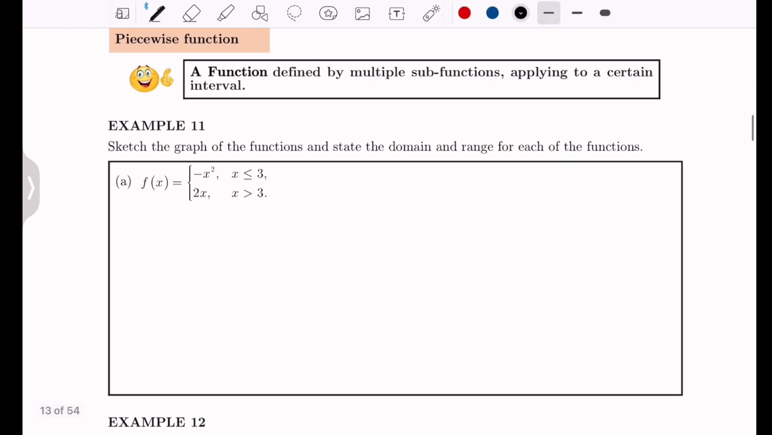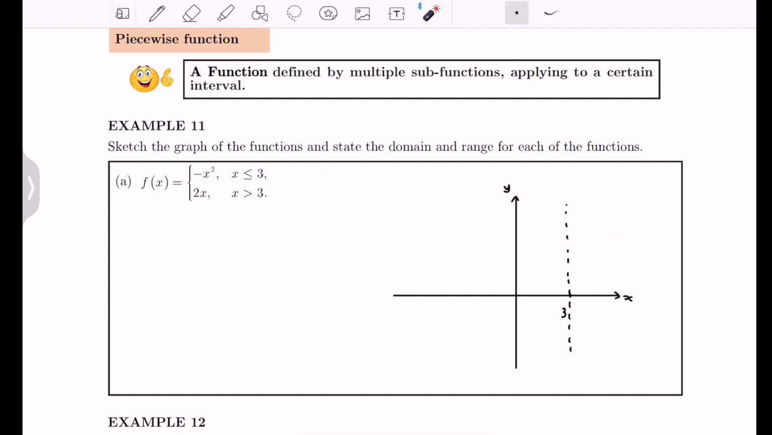First, sketch the x-axis. Then sketch the y-axis. Take note where x equals 3. We're going to separate the two regions. The first region is for x less than or equal to 3, and the second region is for x greater than 3.